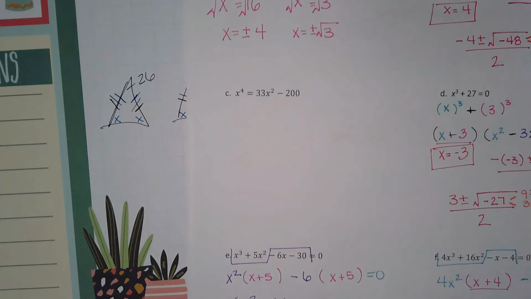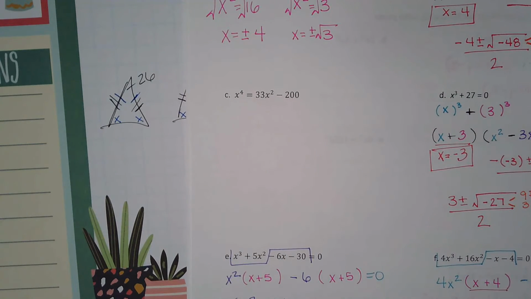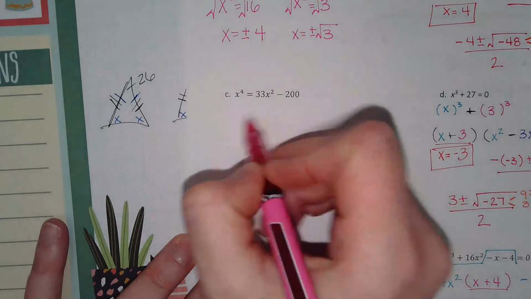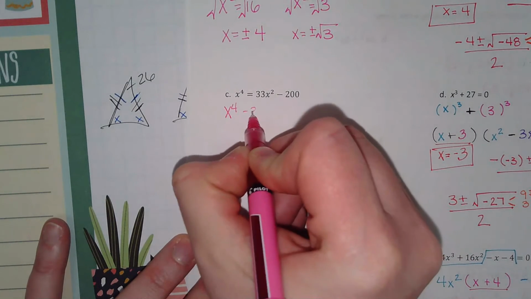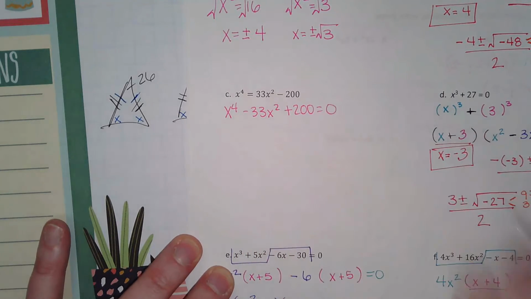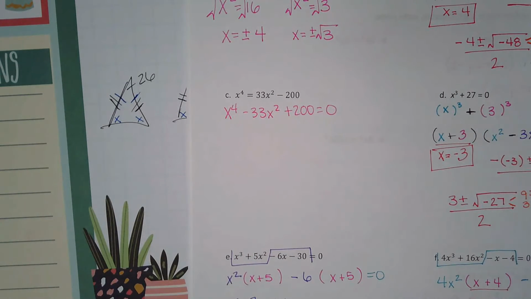All right, what about this one? First of all, what should you always keep positive? The highest thing. I always said x squared. In this case, we're going to keep x to the 4th positive. Do not let that one be negative. Okay? So this is really x to the 4th minus 33x squared plus 200 equals 0. Same thing again.